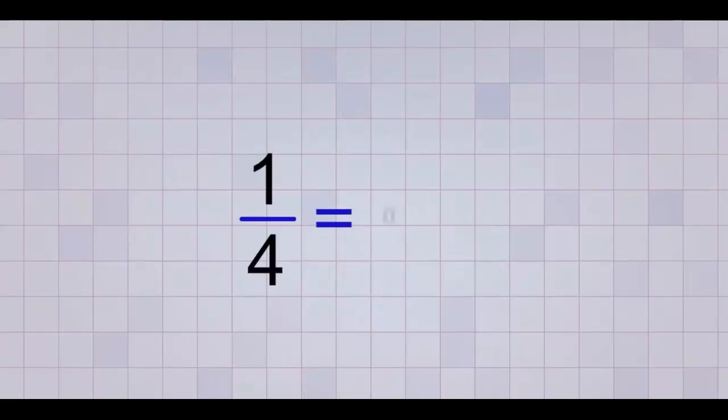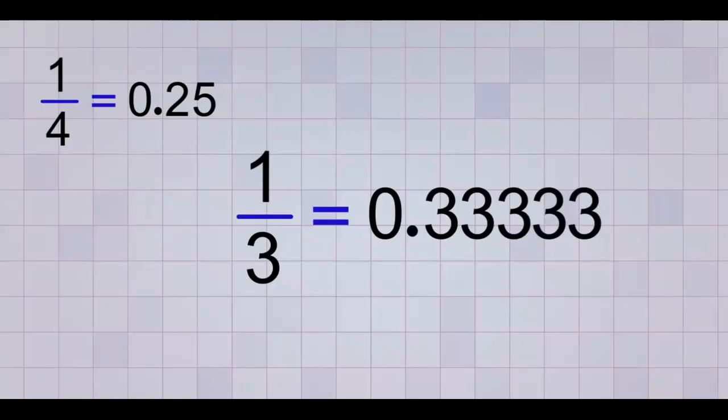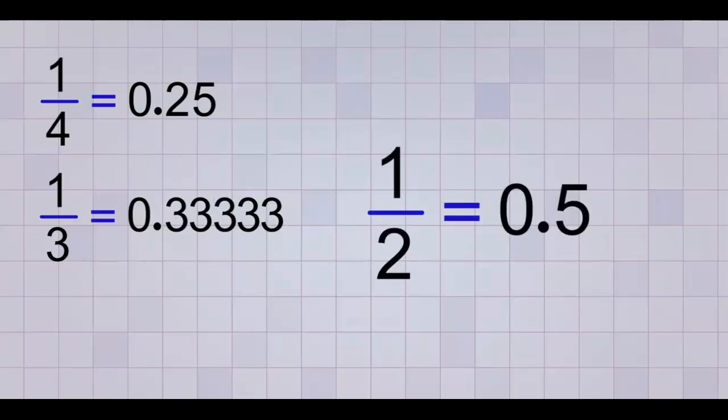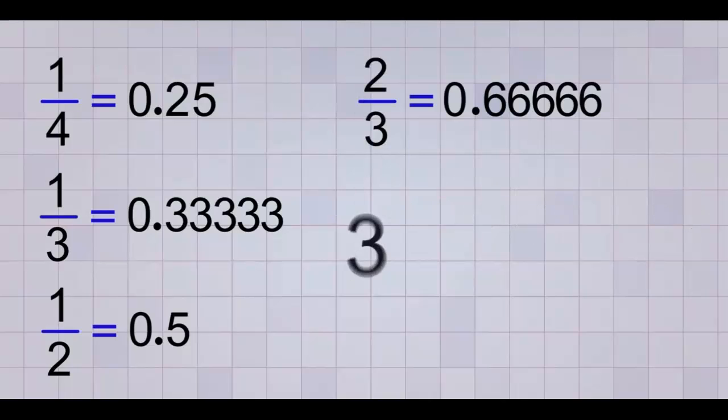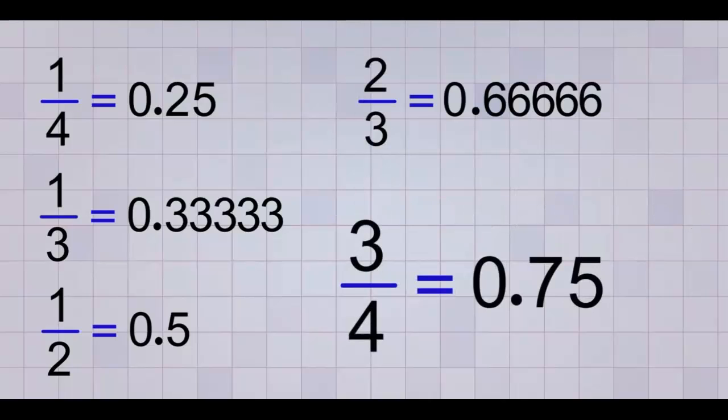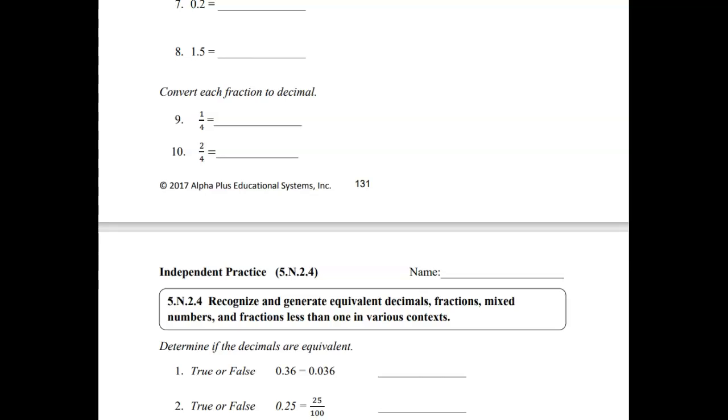Here they are again so you can review them. 1/4 equals 0.25. 1/3 equals 0.3333. 1/2 equals 0.5. 2/3 equals 0.6666. And 3/4 equals 0.75. So that's how you convert any fraction into a decimal. Do you have that down? Do you know how to convert each fraction into a decimal now?